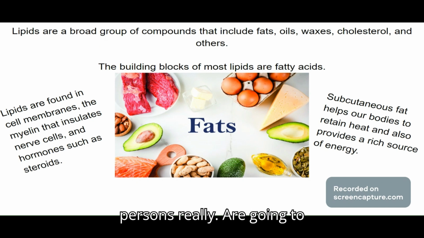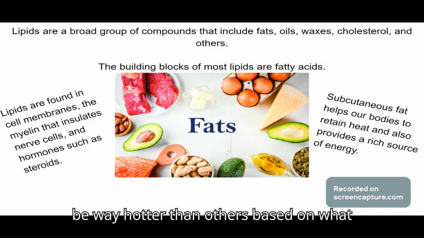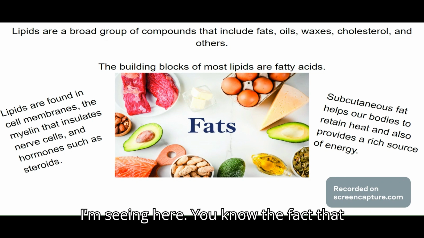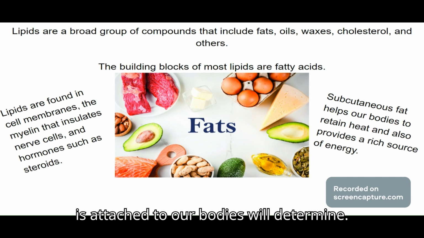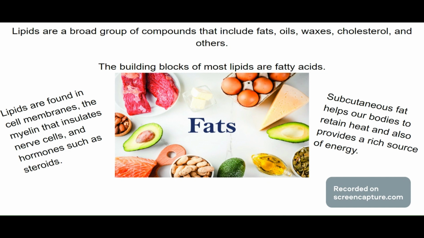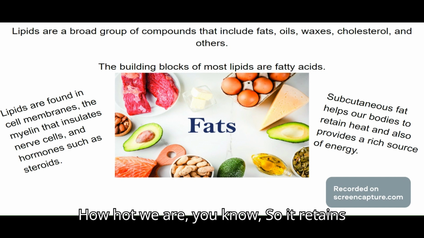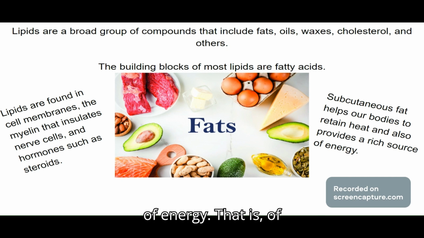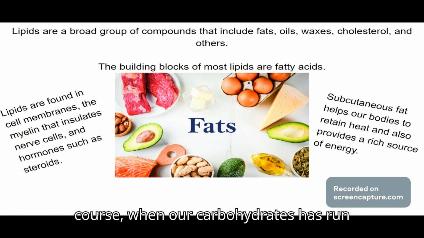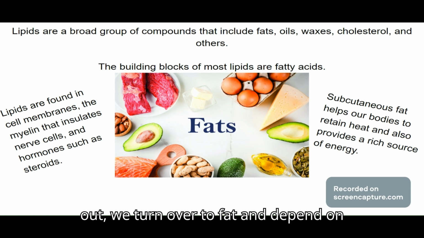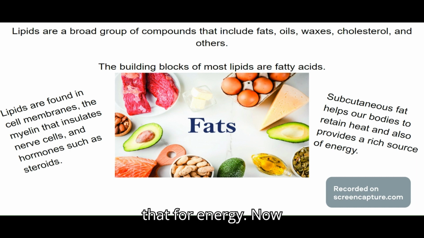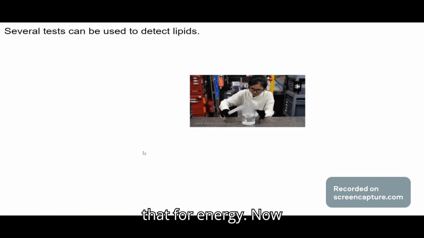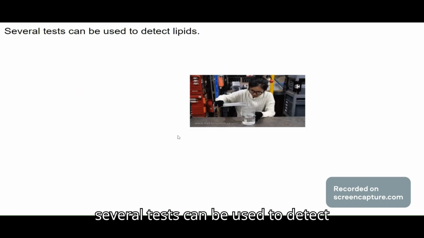So I see some persons really are going to be way hotter than others based on what I'm seeing here. The fat that is attached to our bodies will determine how hot we are. So it retains heat and it also provides a rich source of energy. That is, of course, when our carbohydrate has run out, we turn over to fat and depend on that for energy. Now, several tests can be used to detect lipids.